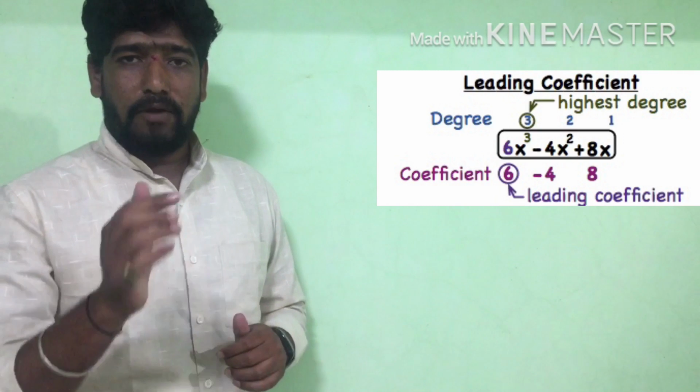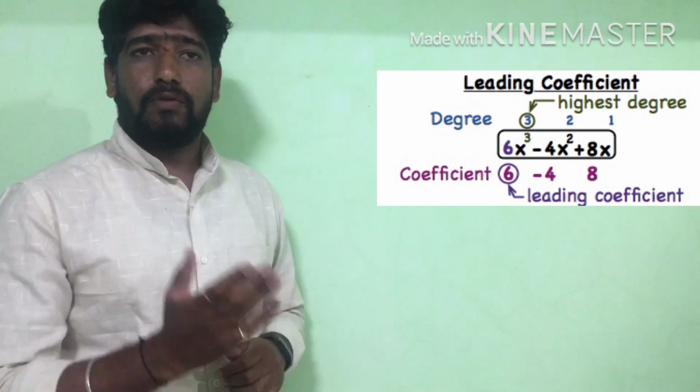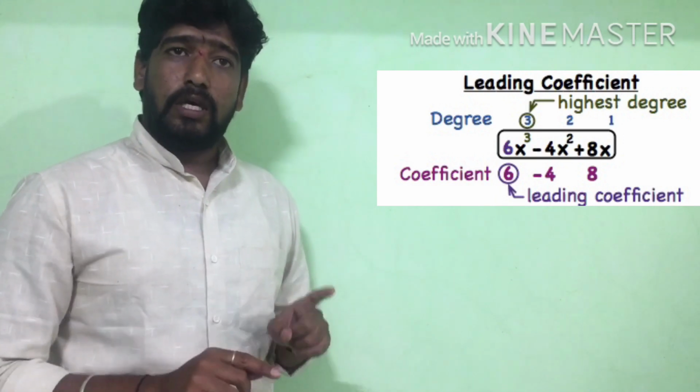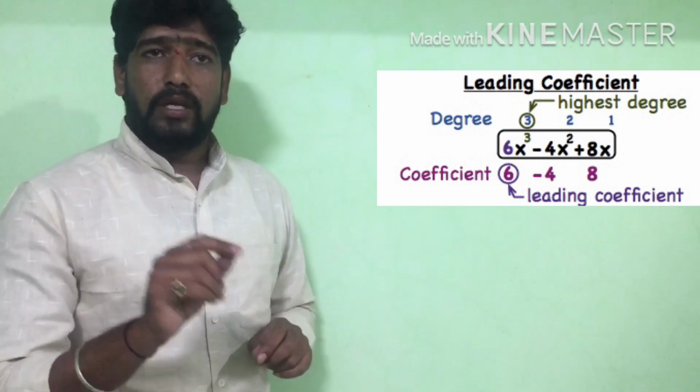Is it clear? They will ask in an examination, write the coefficient of x square. So what is the coefficient of x square? Minus 4. If you write 4, it is wrong. When there is a negative symbol, you have to write the symbol also: minus 4, right?